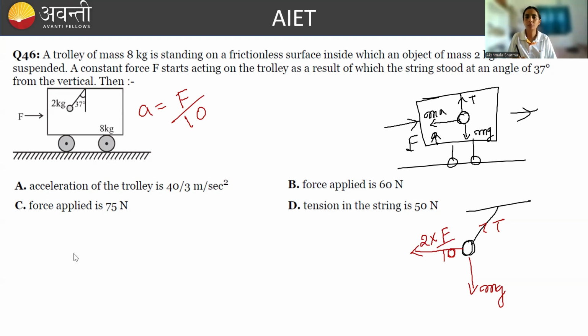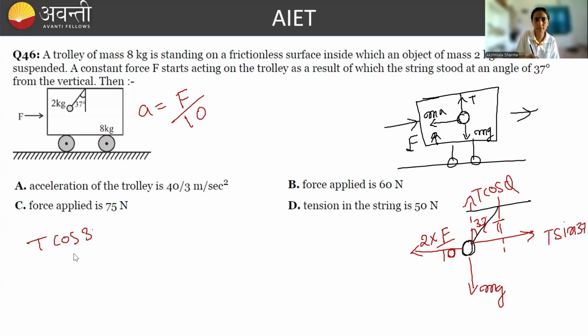Okay? Now let's solve the question. If you solve it, if this angle is given, then the question is very easy. This angle is 37 degrees. So T cos 37, break T, and here is your T sin 37. So if the system is in equilibrium, T cos 37 will be equal to mg and T sin 37 will be equal to how much? F by 5. Done?